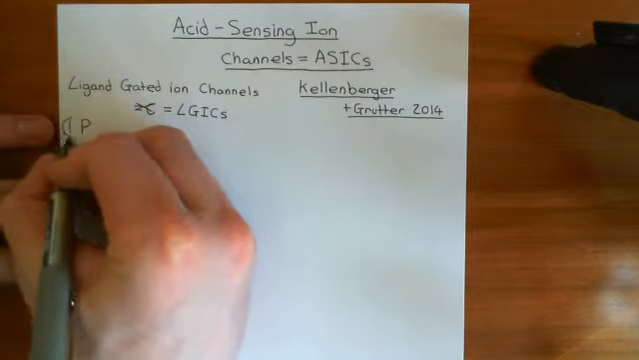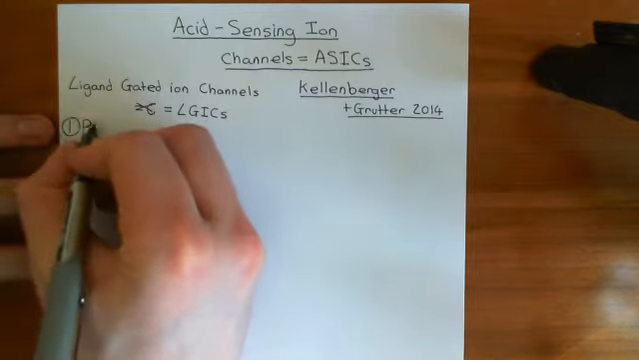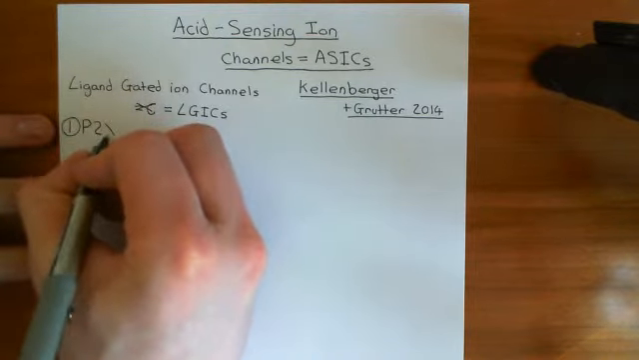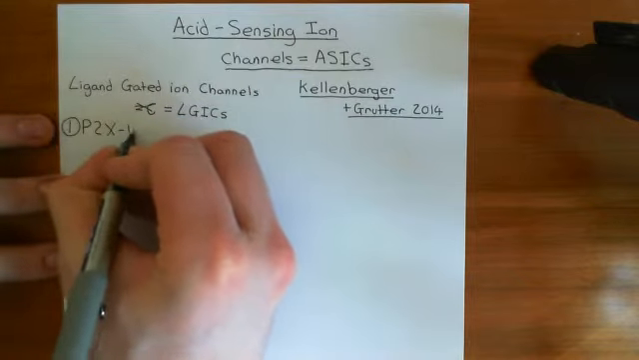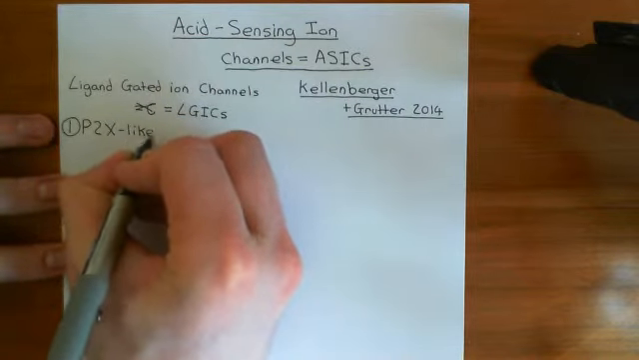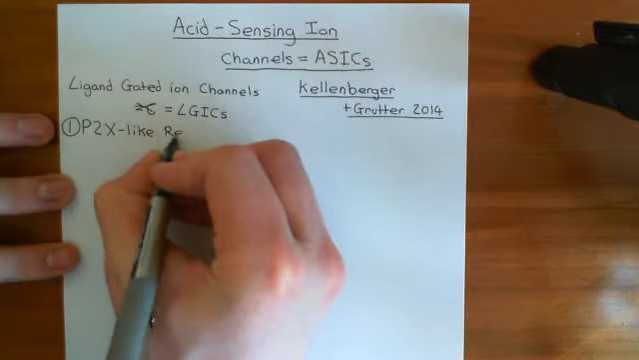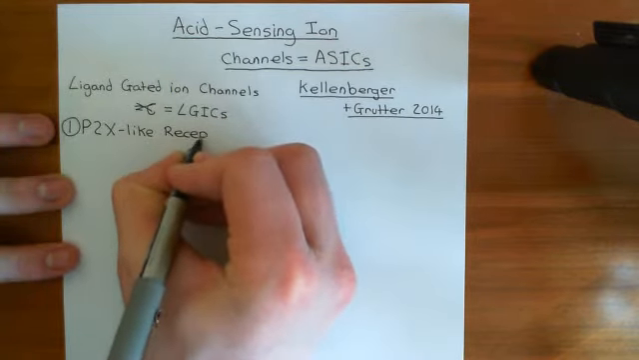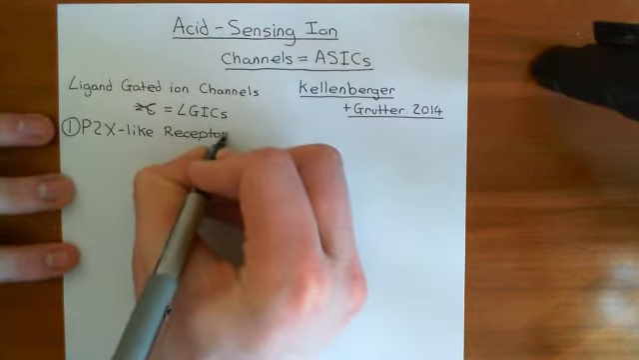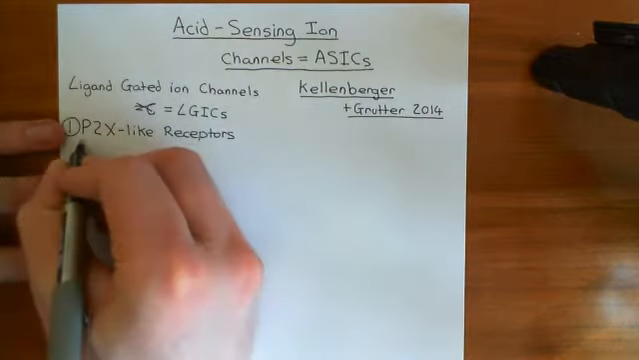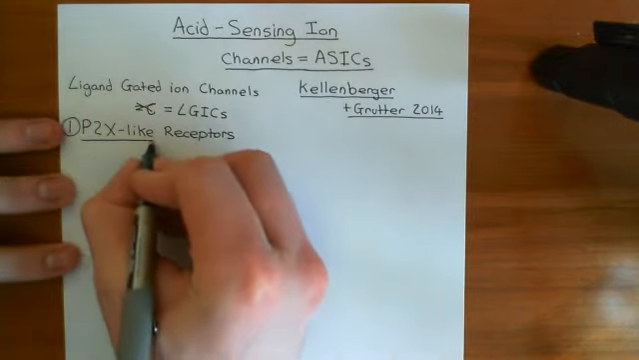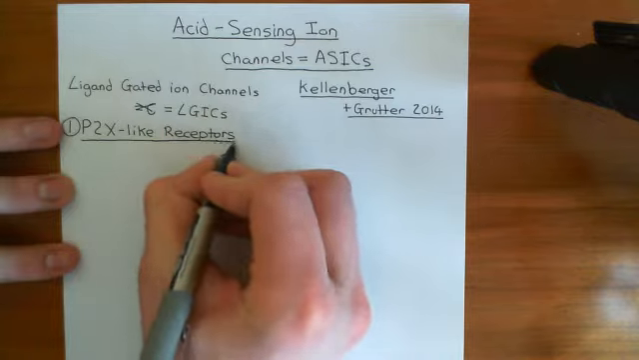We'll start off with family 1, which is called the P2X-like receptor family. These are all ligand-gated ion channels which have a similar structure to the P2X family of receptors.